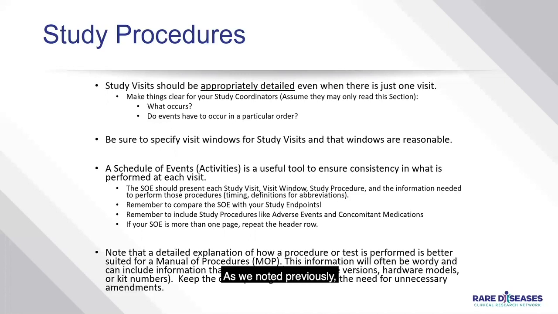As we noted previously, make sure that you always compare the schedule of events with your study endpoints to make sure you're hitting all the necessary endpoints that you said you were going to evaluate in the study. There are standard study procedures that should always be included. Those include adverse events, concomitant medications, and informed consent. Those items are always important to include, even though they're standard and happen in almost all studies. We should always include them in the SOE to make sure there's consistency and something isn't missed.